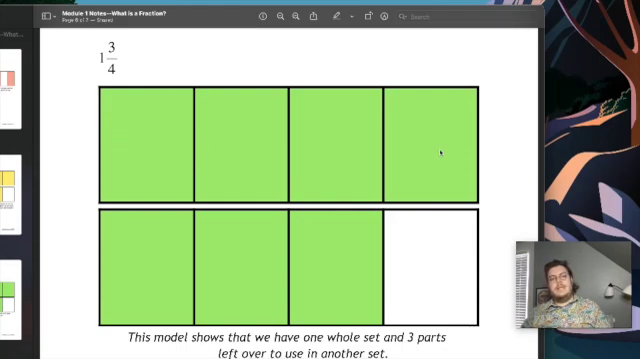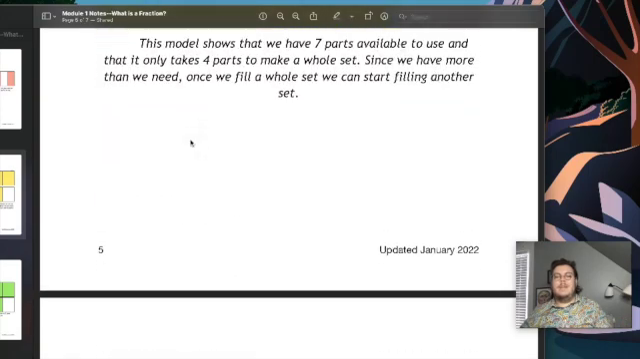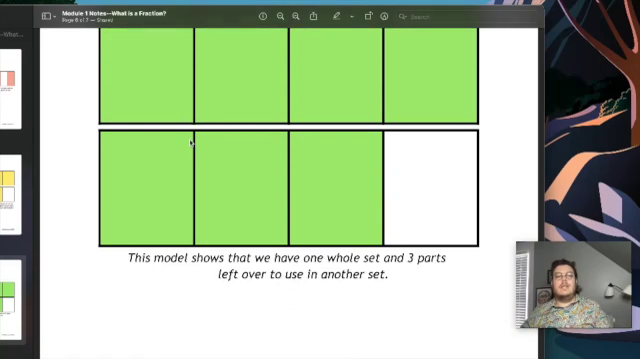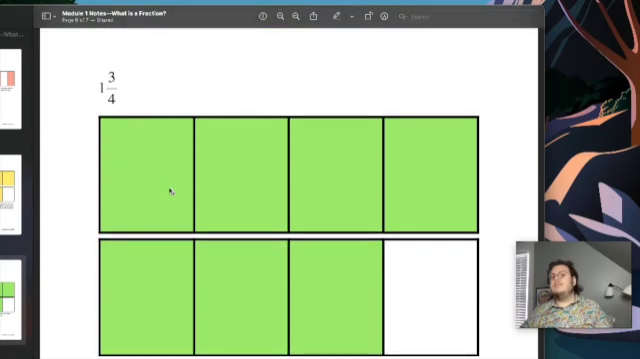My one whole, fill that in, because if I have one whole, that means I had 4 pieces to put into 4 slots, right? And that made one whole. And then I had 3 left over still. 1, 2, 3. So you could say that 1 3/4 is the same thing as 1, 2, 3, 4, 5, 6, 7/4. You can also say that 7/4 is the same thing as 1 3/4. They're equivalent, and we'll talk about equivalent fractions later. Okay, this model shows that we have one whole set and 3 parts left over to use in another set.